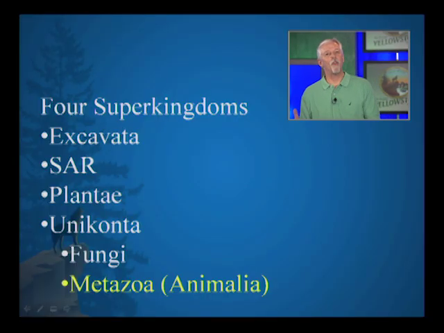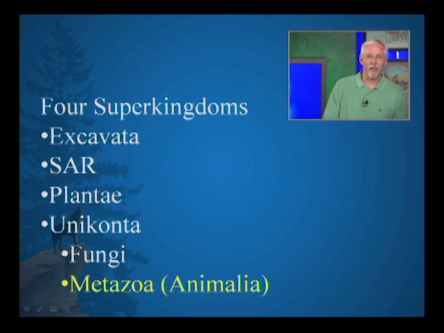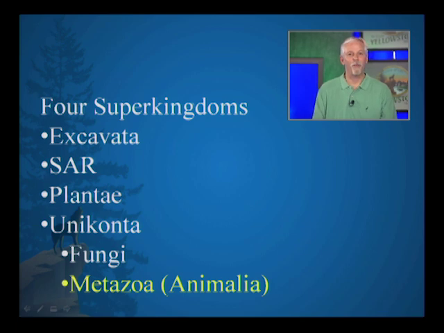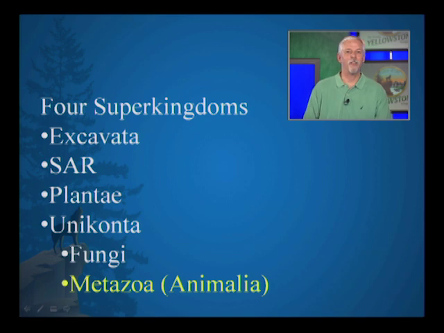All right. So I want to now completely shift gears and move into animals. You may recall, as we look at eukaryotic organisms, we have our 4 subkingdoms. We've talked about most of these already, the Excavata, the SAR, the Plantae. And we talked about some members of the Unikonta earlier, the fungi.